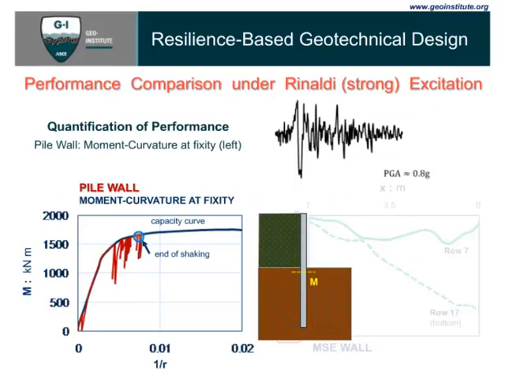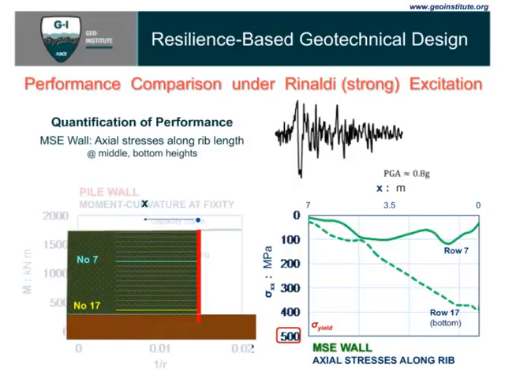Now, furthermore, to quantify the performance and compare the two systems, we looked first at the moment curvature at the point of fixity that you can see on the right-hand side for the conventional wall, and I will show the results for the strong ground motion and shaking. And what we observed there is that the pile has developed very large curvature, which would make its strength eliminated, making it threateningly vulnerable to aftershocks, which are very likely after such an extreme event.